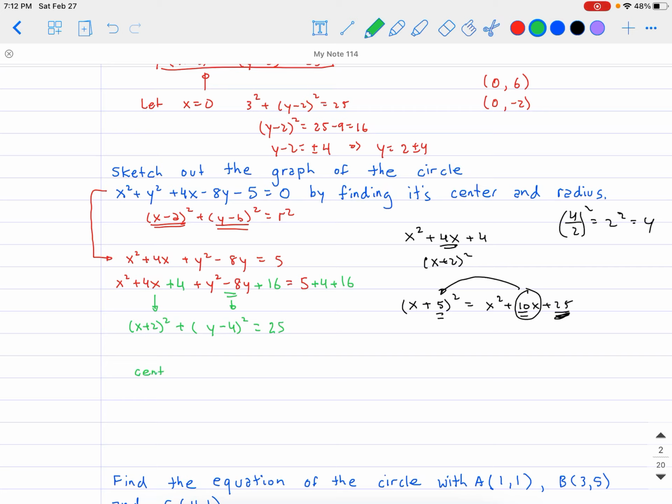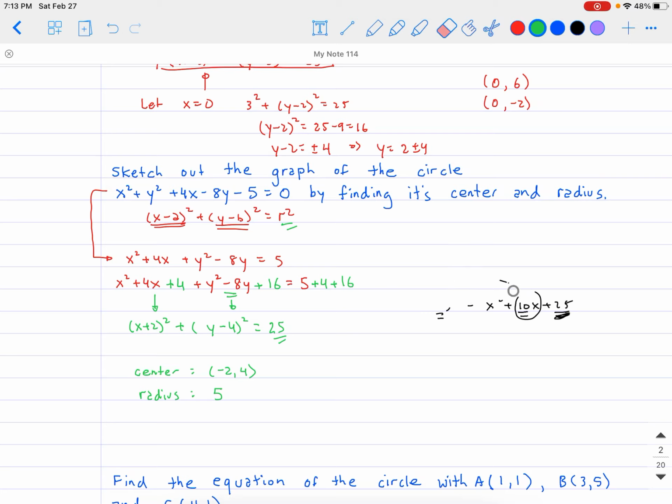So my center, according to this equation, is going to be at -2 comma 4, whereas the radius of the circle is going to be equal to 5 because it's the square root of 25. Remember, 25 is equal to r squared, so that's the reason why it's that. So now we can go ahead and put it all together and see what the graph actually looks like.